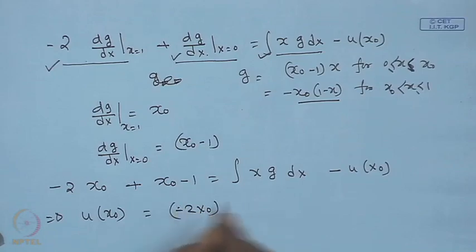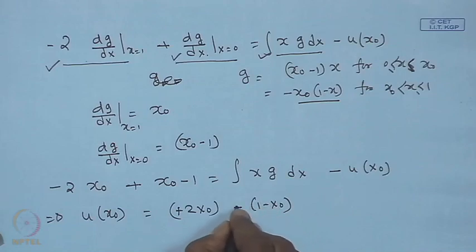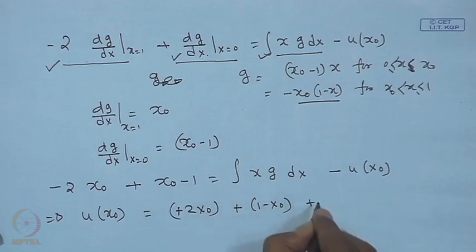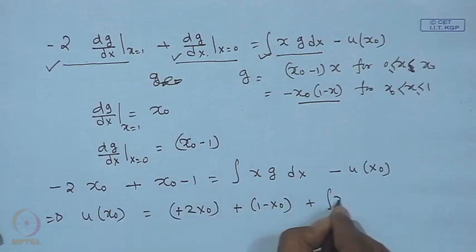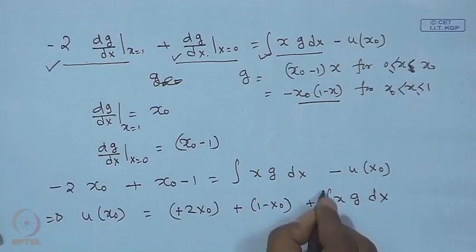So, this will be plus; you bring it to the other side, minus 1 minus x naught, minus 1 plus x naught. So, it will be plus. 1 will be on the other side, it will be plus, x naught will be on the other side, minus, plus, and the integral remains the same: x g dx from 0 to 1.